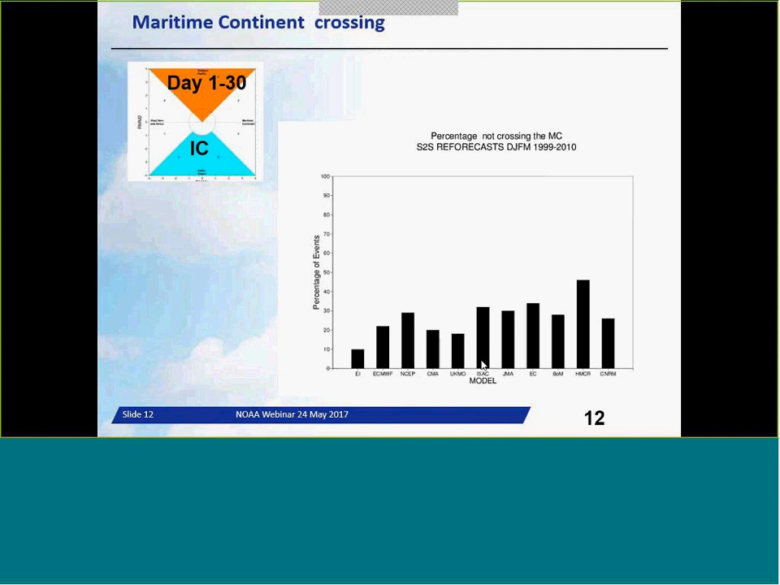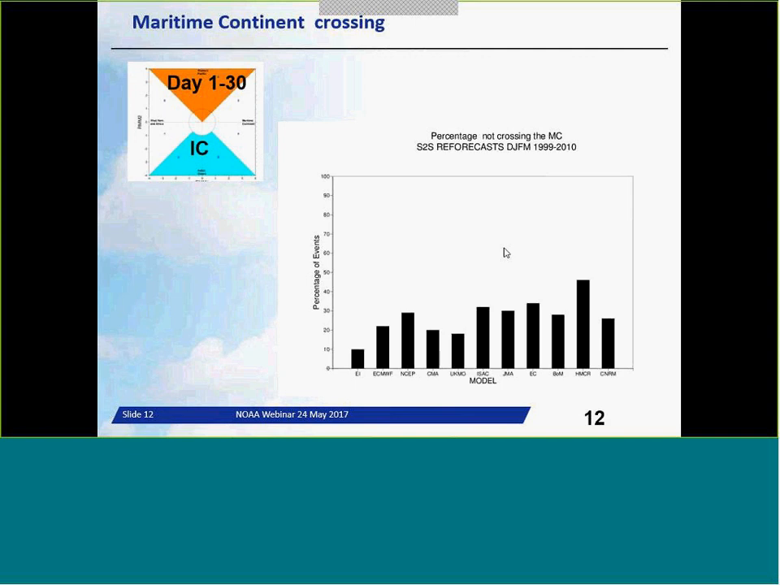Okay, so the slides so far have shown that the models have some skill to predict the MJO up to week 3, week 4. And this is quite good news for the predictive skill in the extratropics. And that's probably the first step: to have good predictive skill in the extratropics is to have a good prediction of the MJO. The second step is to have the capability of the MJO to interact with the extratropics.